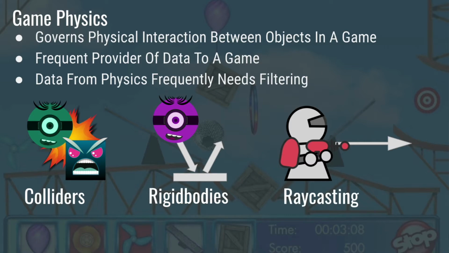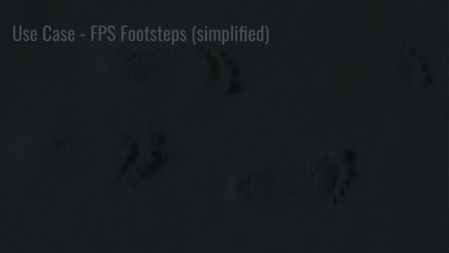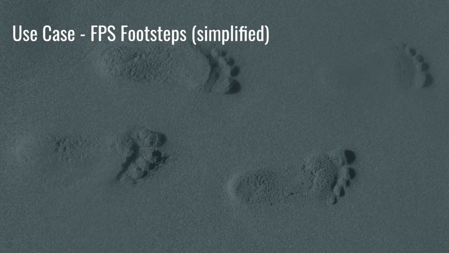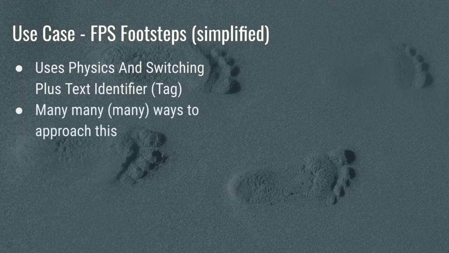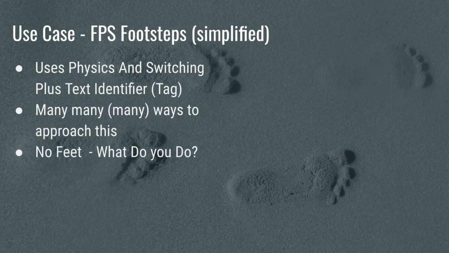Raycasting is a really good example for footsteps. In the case of footsteps, you have physics and you have switching as well. So you might have a text identifier. You might have an object that you're walking over, and you would identify that object as being a particular type of surface, like wood or stone or something like that. There are lots of different ways to approach this, so this is just one of several.